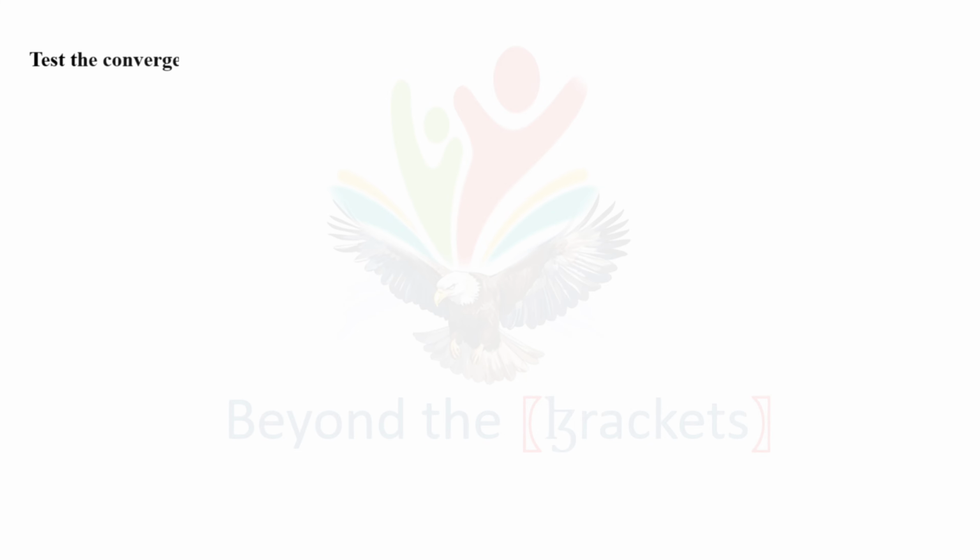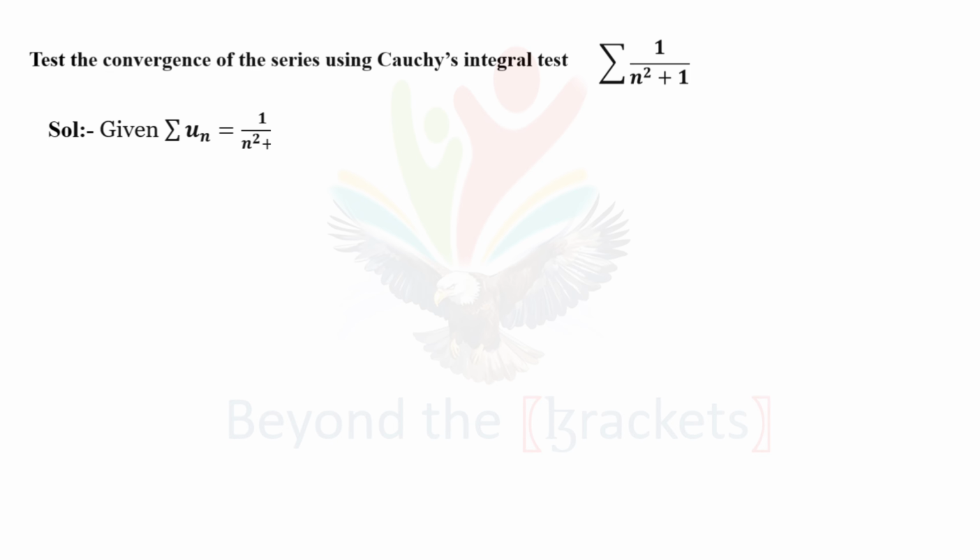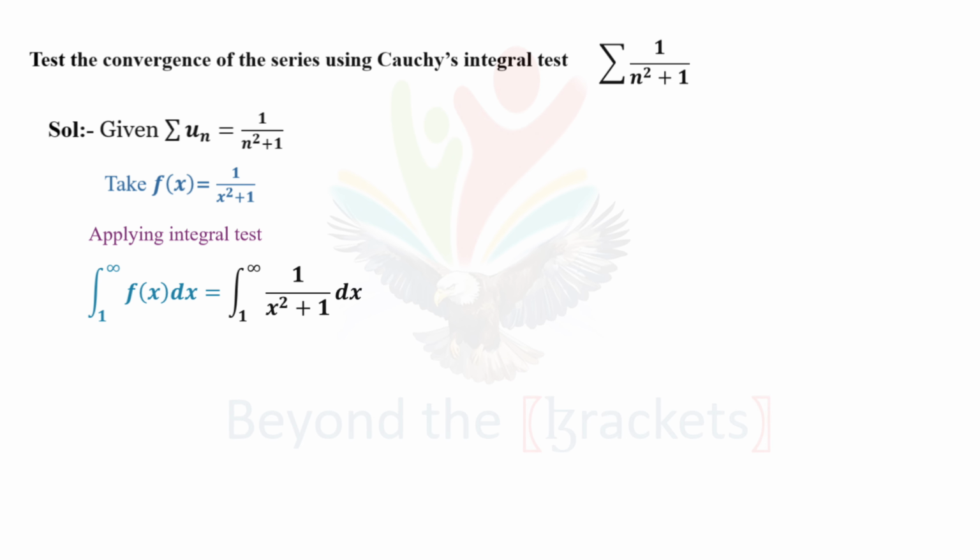Here we are asked to test the convergence of the given series using the integral test. The nth term is given by 1 by n square plus 1. Replacing n with x, we define the function f of x as 1 by x square plus 1. Applying the integral test, consider the integral from 1 to infinity of f of x with respect to x, where f of x is 1 by x square plus 1, whose integration will be tan inverse x.